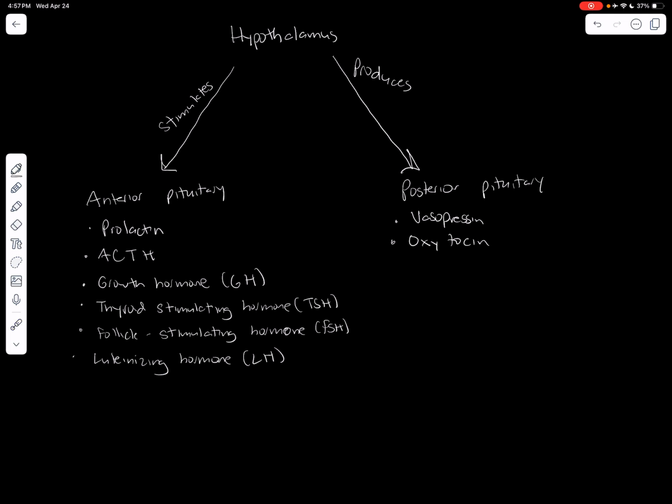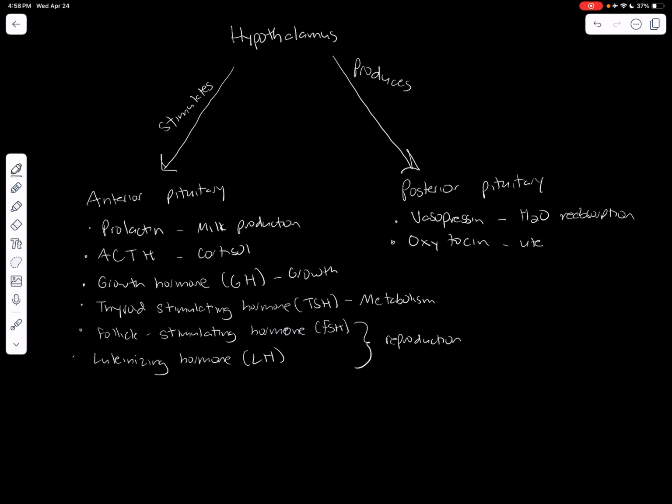Just a quick review. Prolactin has to do with milk production. ACTH has to do with cortisol. Growth hormone has to do with growth. TSH has to do with metabolism. And FSH and LH have to do with reproduction. Vasopressin has to do with water reabsorption. And oxytocin deals with uterine contractions as well as milk release.